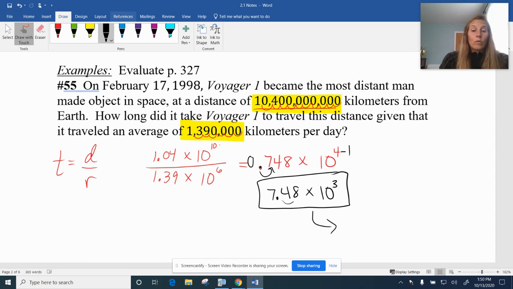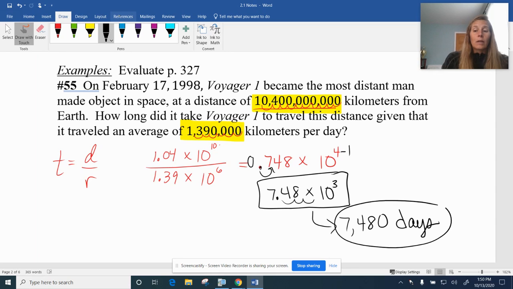And since we can move that 3 places, 7,480. It said how long did it take, so in days. And that's our answer. So sometimes we need to get it out of scientific notation for the answer to make sense. Sometimes the number is just too big. We need to keep it in scientific notation.